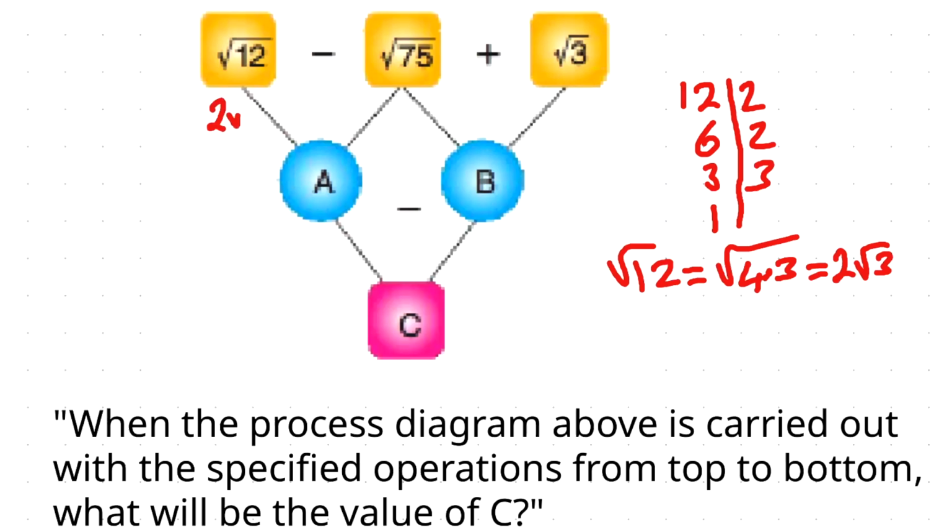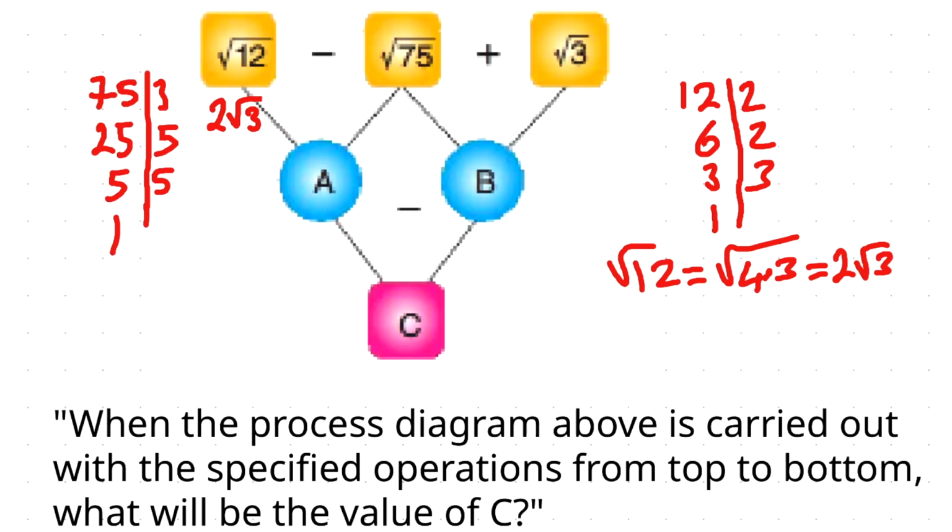What about square root of 75? Let me do that on this side of the screen, since I have more space here. I cannot divide 75 by 2, but I can divide 75 by 3. If we divide 75 by 3, we get 25. Can I divide 25 by 2 or 3? No. In this case, we jump to 5. 25 divided by 5 is 5, and 5 divided by 5 is 1.